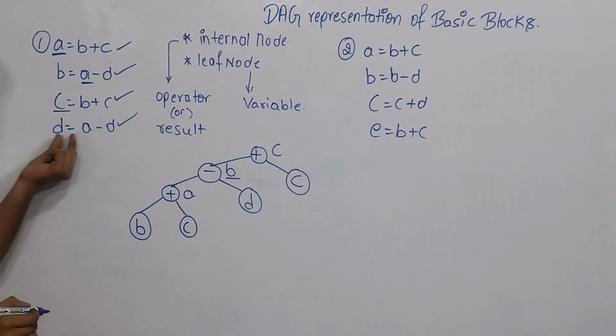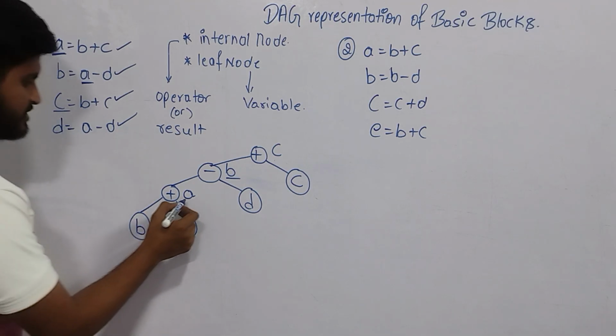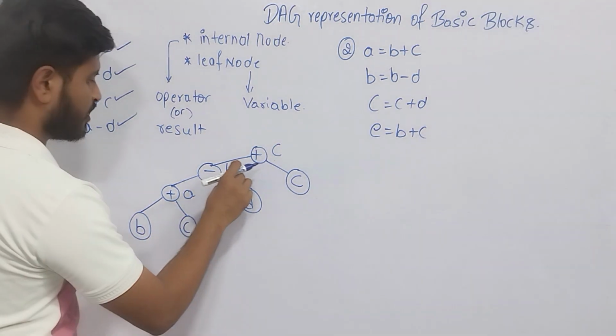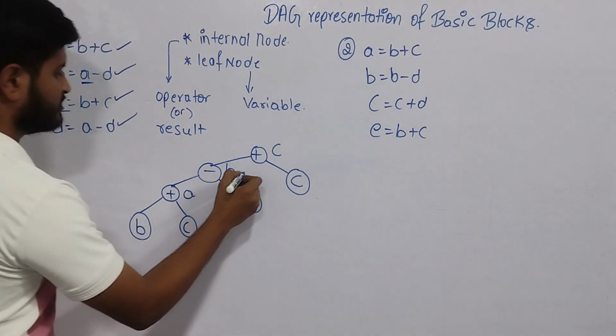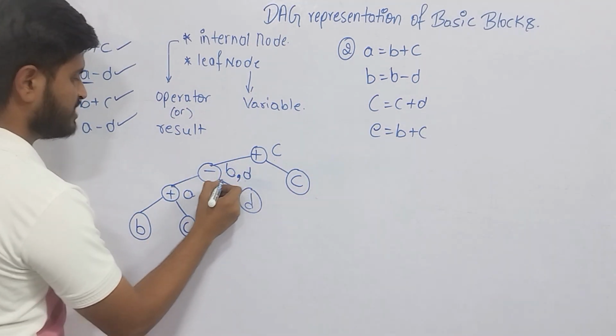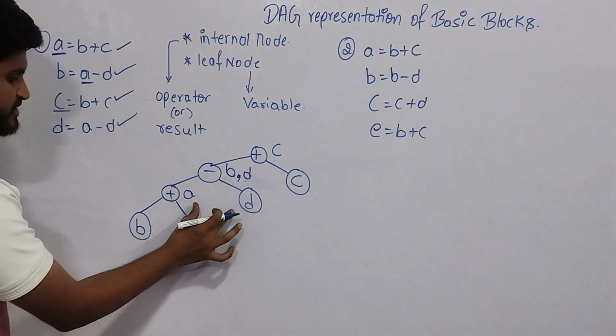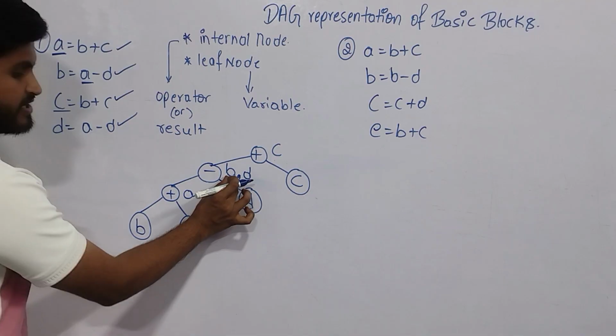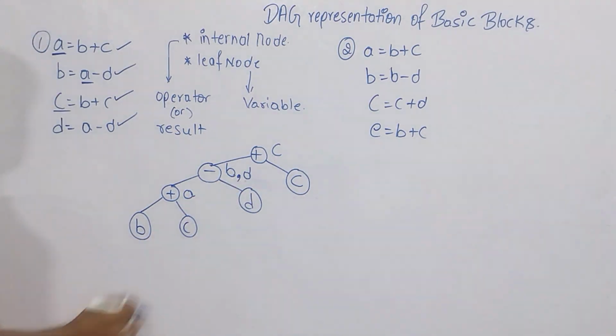Next, d is equal to a minus d. So a is here, minus is here, d is here. Already you have formed this, so comma d you can write here. So b and d will be the results of the same equation, that is a minus d. A minus d will produce the results as b and as d.